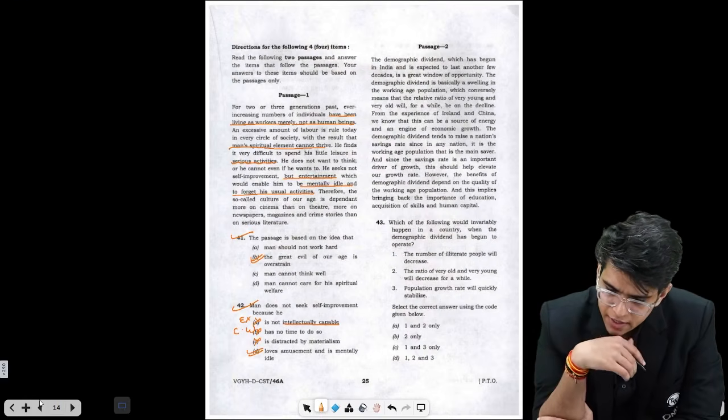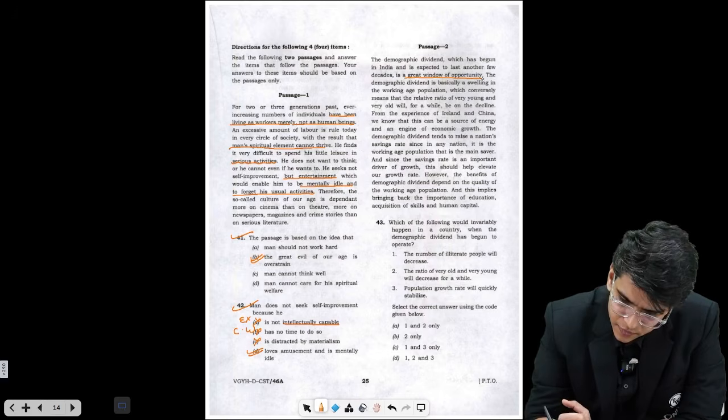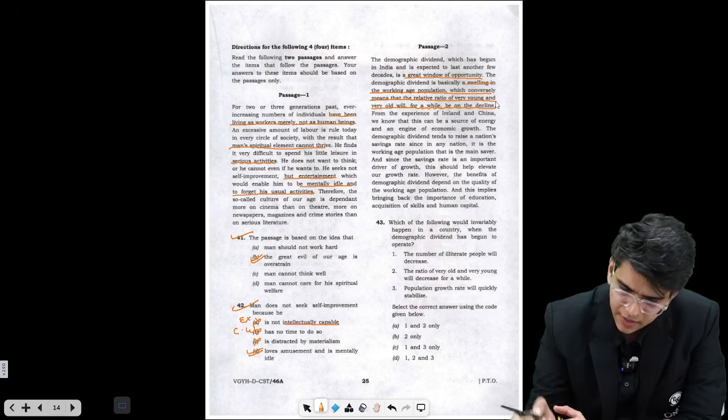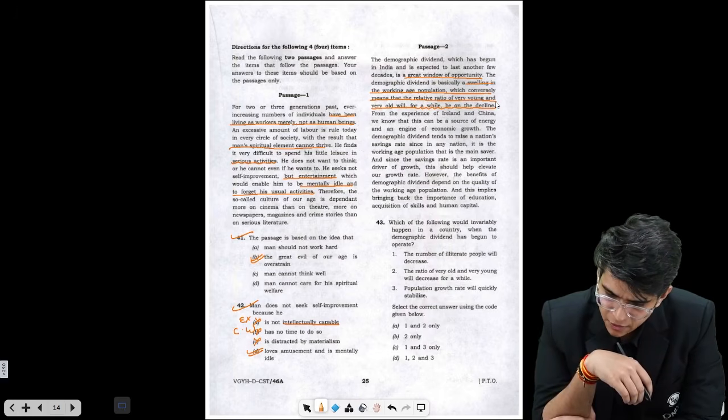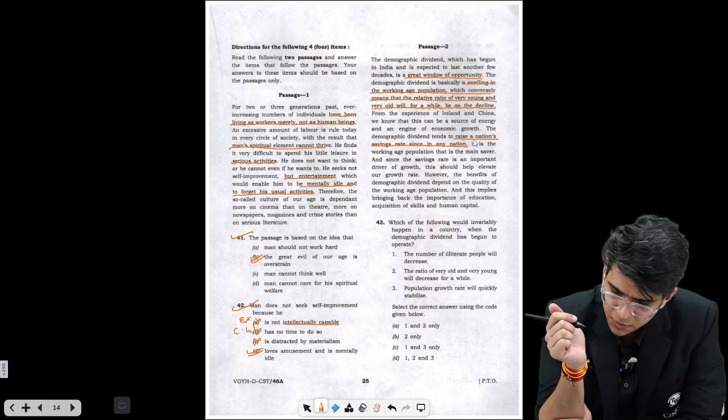The demographic dividend, which has become in India as an expected to last another few decades, is a great window of opportunity. The demographic dividend is basically a swelling in the working age population, which means that relative ratio of very young to very old will for a while be on a decline. From the experience of Ireland and China, we know that this can be a source of energy and an engine of economic growth. The demographic dividend tends to raise a nation's saving rate, since in any nation it is the working age population that is the main saver. And since the saving rate is an important driver of growth, this should help elevate our growth rate.